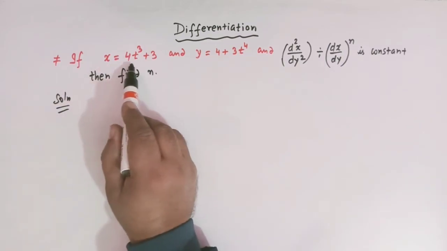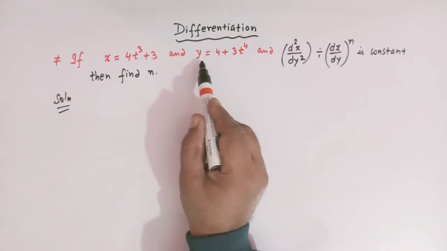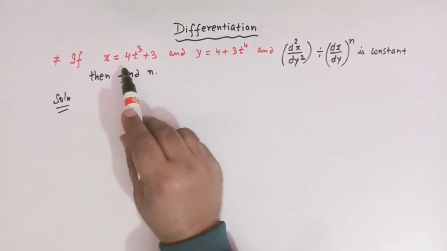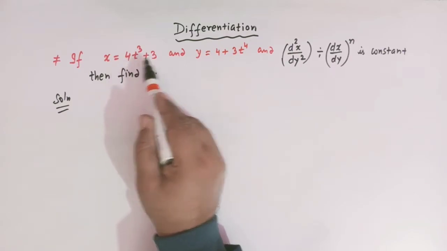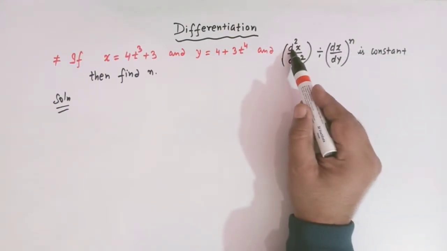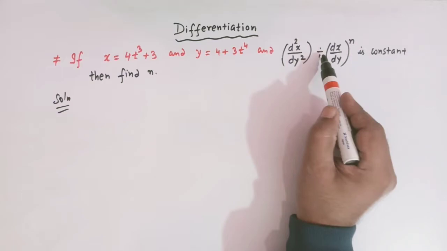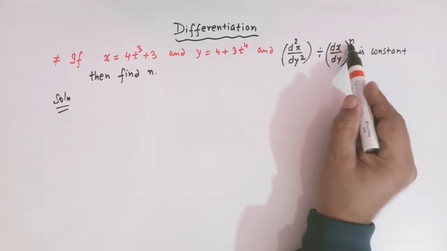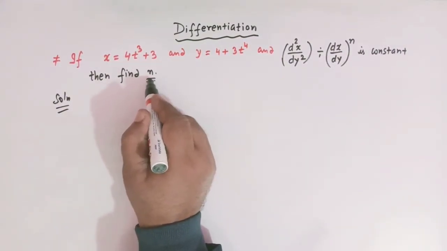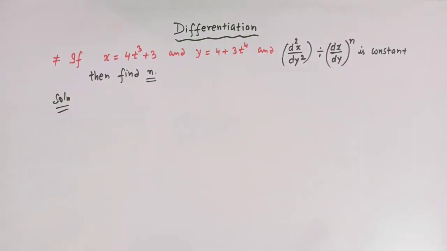If x = 4t³ + 3 and y = 4 + 3t⁴, where t is some parameter and x and y are represented in terms of this parameter t, and (d²x/dy²) divided by (dx/dy)ⁿ is constant, then we have to find the value of n. So let us start, and here we'll apply the concept of parametric differentiation.